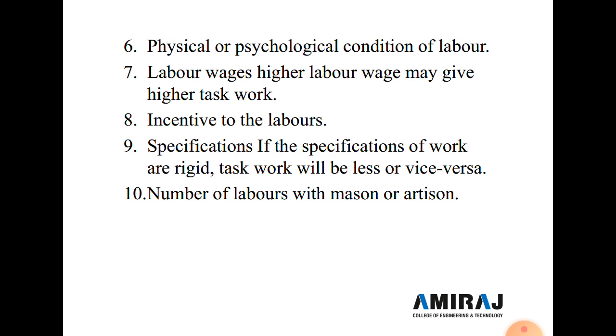Now ninth is specification. If the specification of the work is rigid, task work will be less or vice versa. So in a rigid specification, like compulsory use of Kota stone or use of marble in a particular area, the task work will increase or decrease. So here 10th is the number of labor with mason or artisan. So these are the factors that affect the task work.